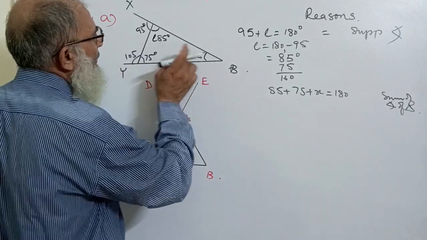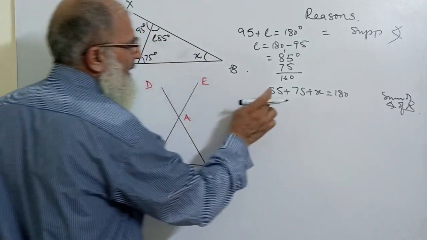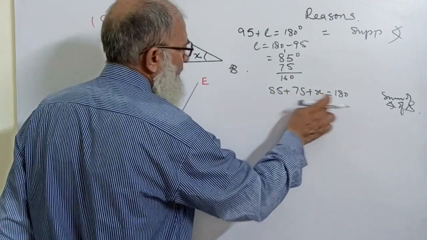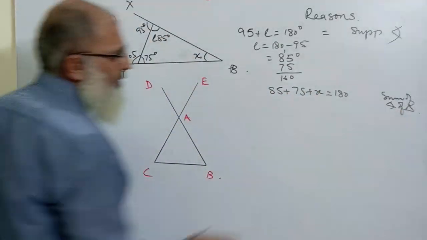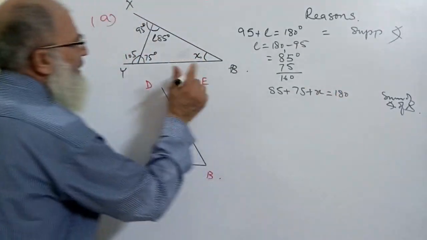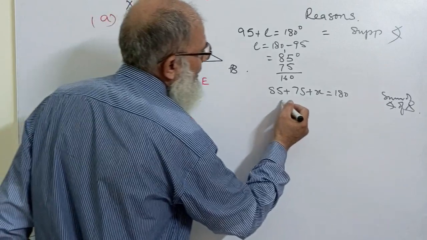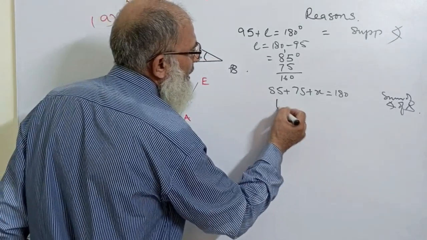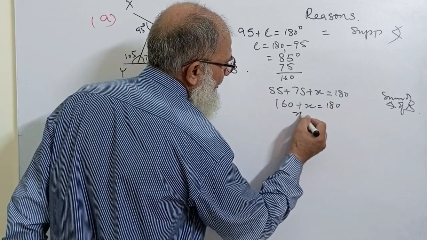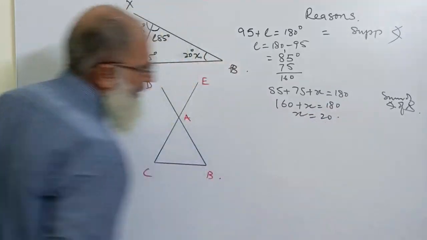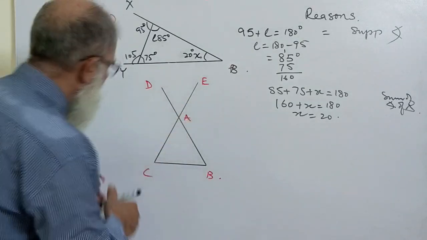And now you can find angle x by completing the triangle: 85, 75 and x is equal to 180 degree. Sum of the angles of a triangle is equal to 180 degree. You can just calculate it, and 160 plus x is equal to 180, and x is equal to 20 degree. Now this part B.